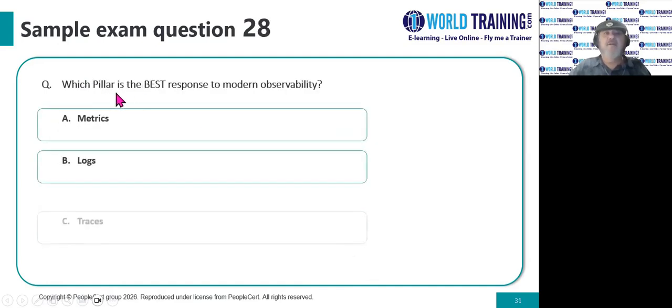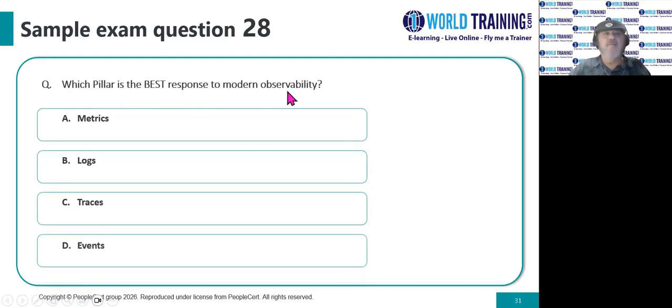28, which pillar is the best response to modern observability? Yeah, so modern, metrics, logs, and events have been around for a while. The newer approach is tracing, so C.